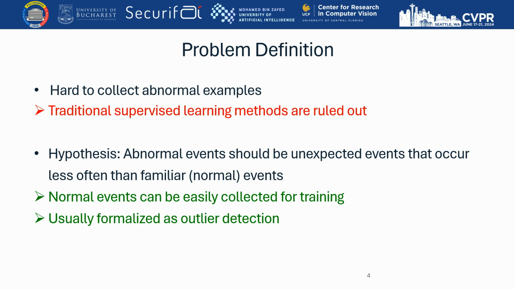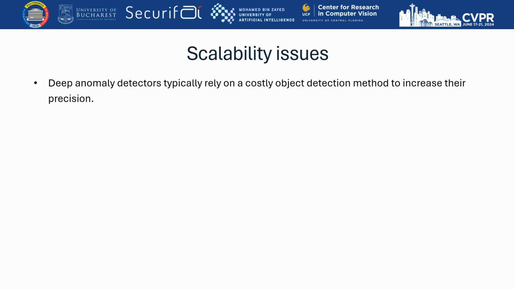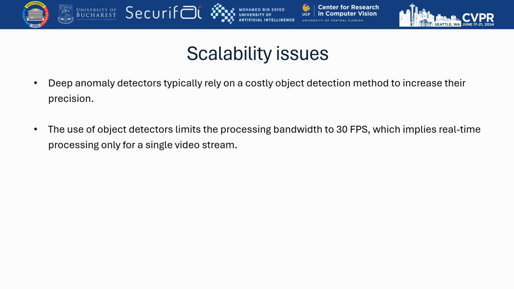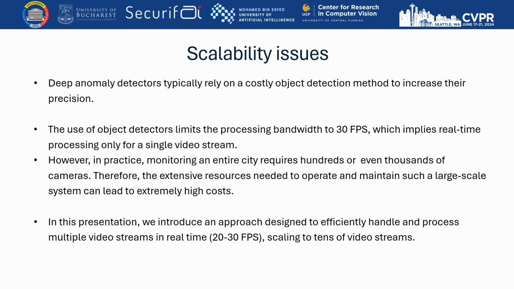than normal events. State-of-the-art approaches for abnormal event detection typically use an object detector to crop regions of interest from the input frame, and then predict the anomalies at the region level. This pipeline limits the processing to 30 fps, allowing real-time processing for only a single video. In this presentation, we introduce an approach designed to efficiently handle and process multiple video streams in real time.